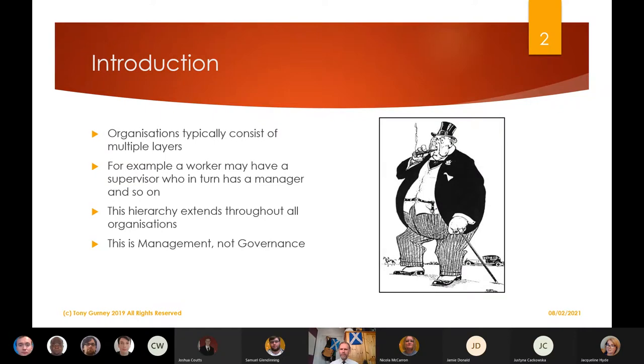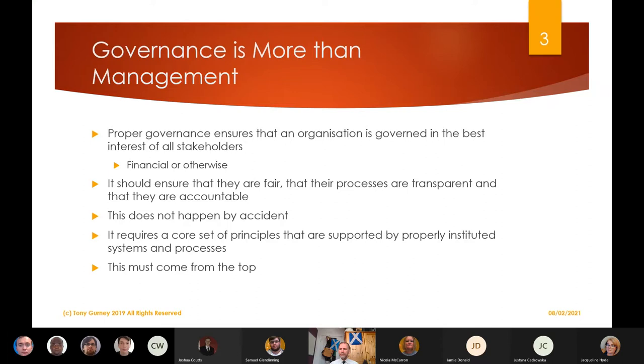Governance is different. It's more than just management. It's not just doing it on the day-to-day basis. It's ensuring that it's done for the best reasons. Now, best reasons itself is a movable feast. So if it's a shop, best reasons might be how are we going to make the most money? If it's a charity, it might be how can we help the most people? So best will be dependent on what the organization is, what it's set up to do, what it's there for.